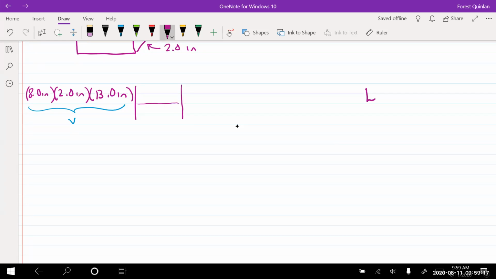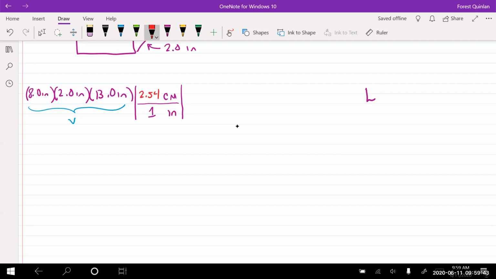Put inches on the bottom and centimeters on the top. Okay, which one's bigger, the inch or the centimeter? Inches. So we have 1 inch is 2.54 centimeters. Oh, 2.54, sorry. Okay.